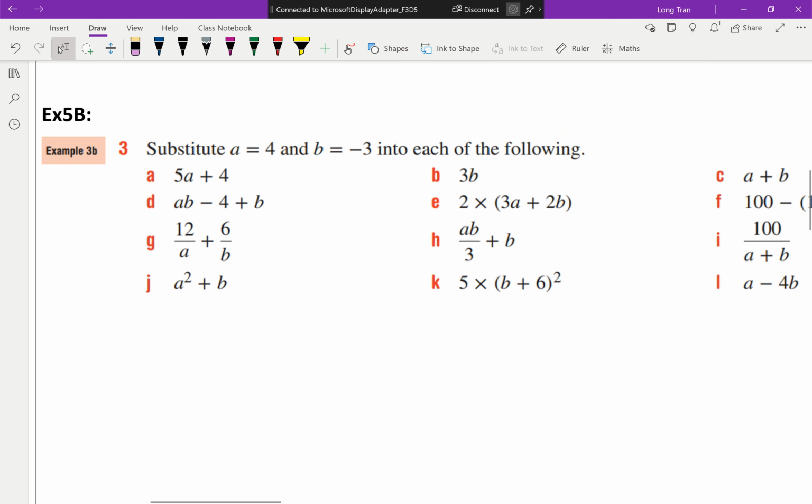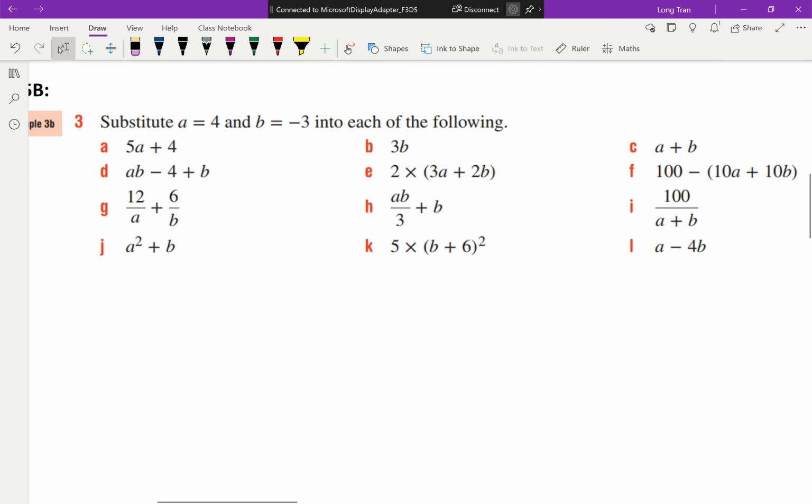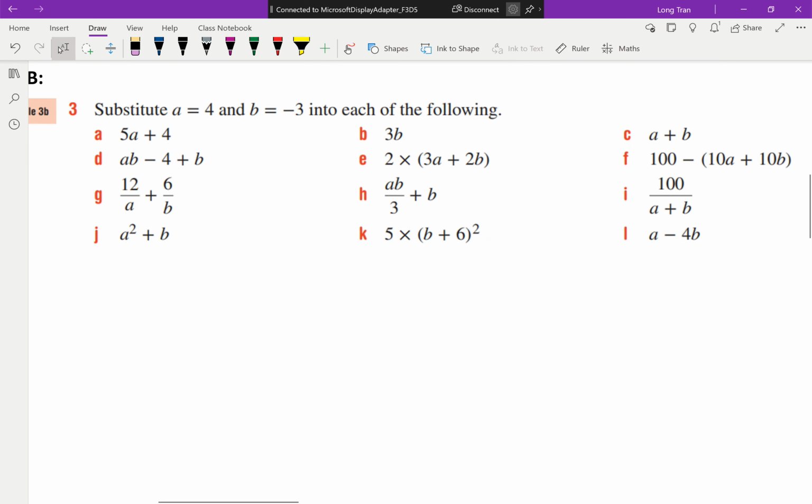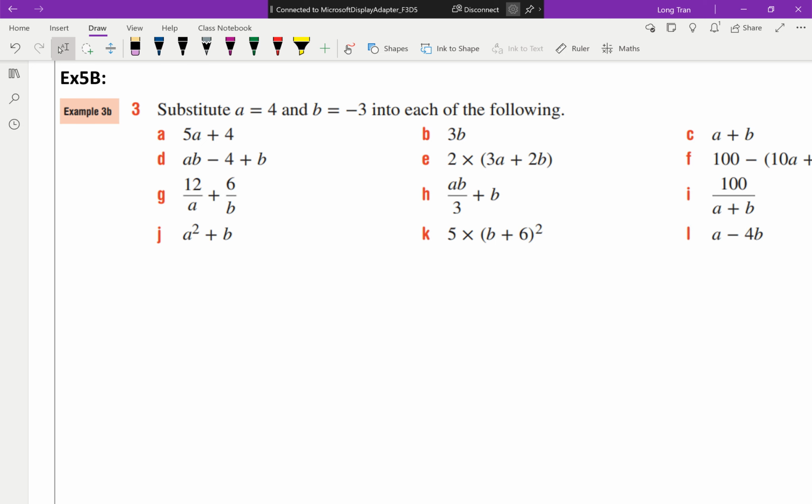All right. Let's do one more together, and then I'm going to give you your time to practice these exercises, okay? 5A, 5B. So here we go. This is 5B, question 3. I'm going to do the one with a fraction there. So H. We're going to do this one together, so copy this down. 3H, AB over 3 plus B. Let's do this one together.